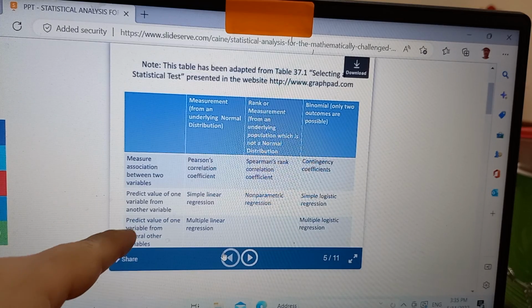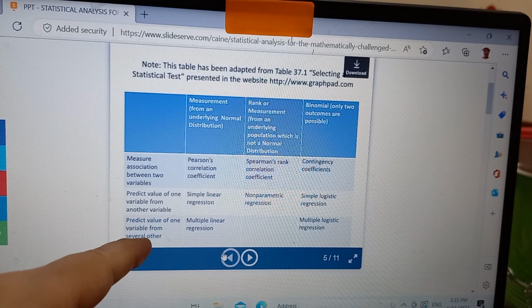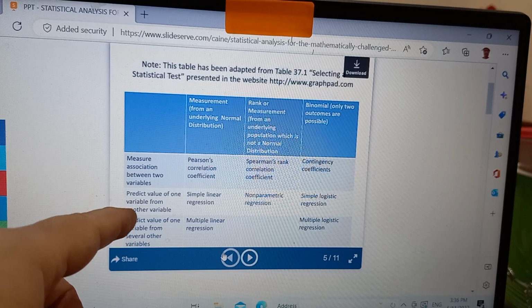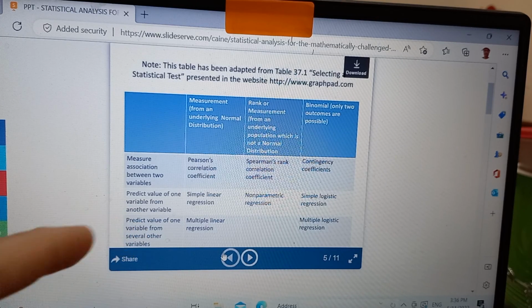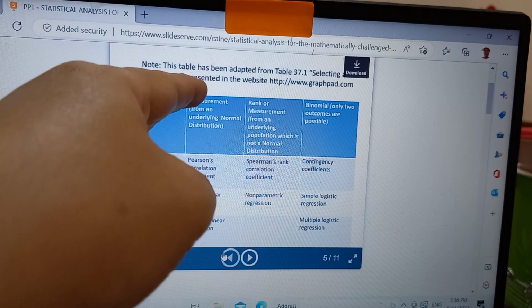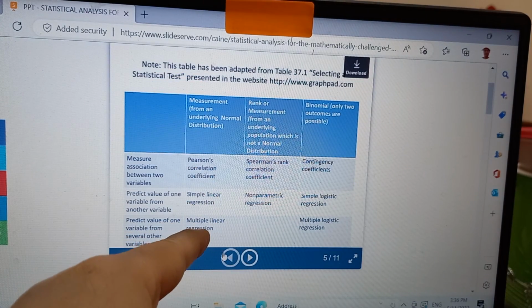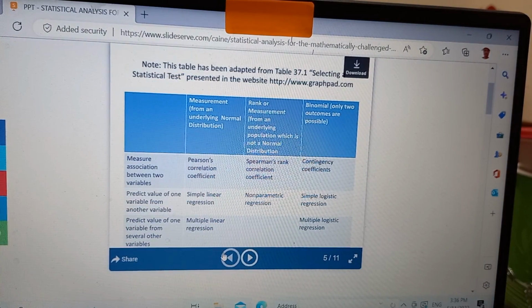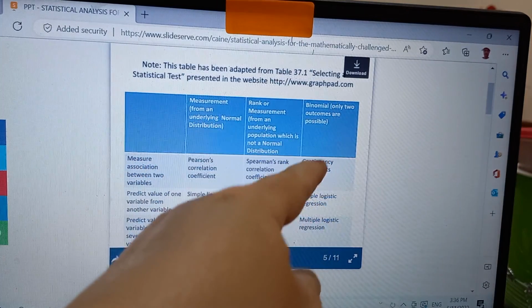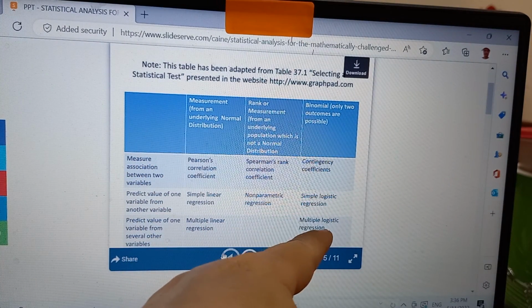Sometimes you want to predict the value of the dependent variable y using more than one independent variable, right? So x1, x2, and so on. Then normal distribution, use multiple linear regression. And if it's binomial outcomes, use multiple logistic regression.